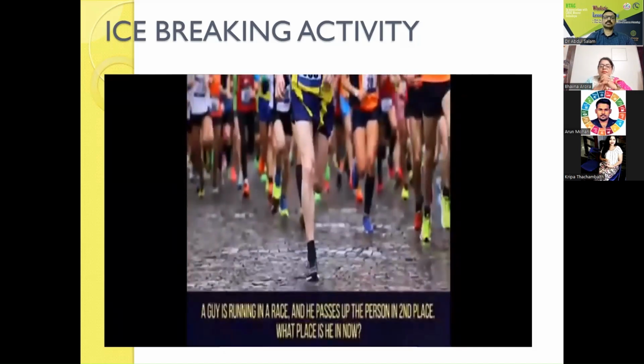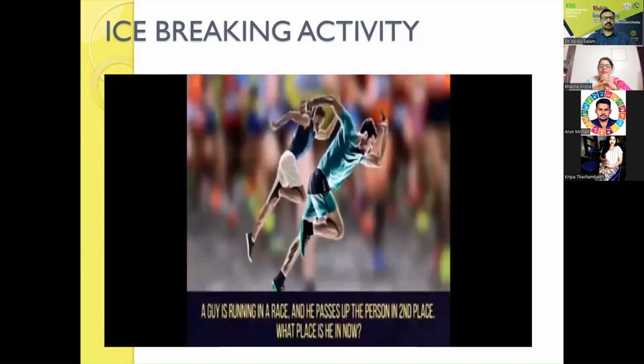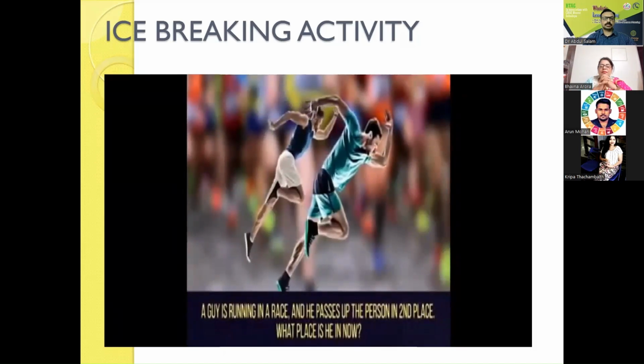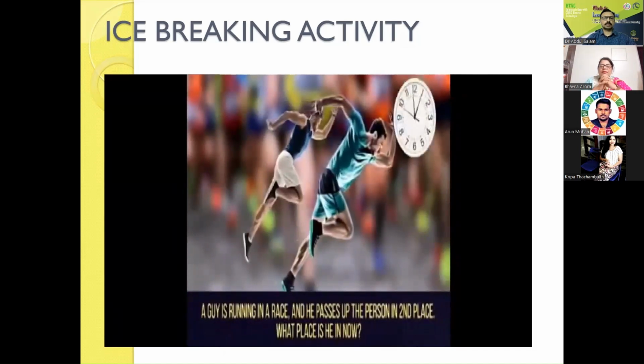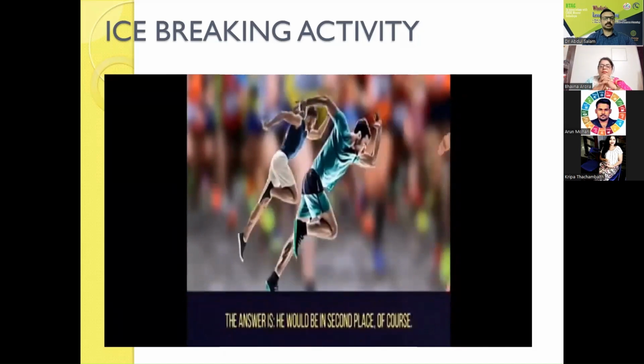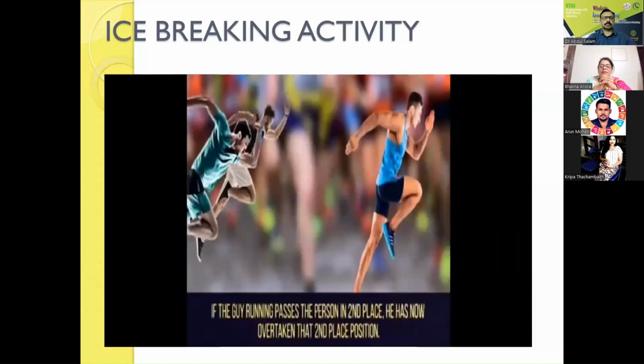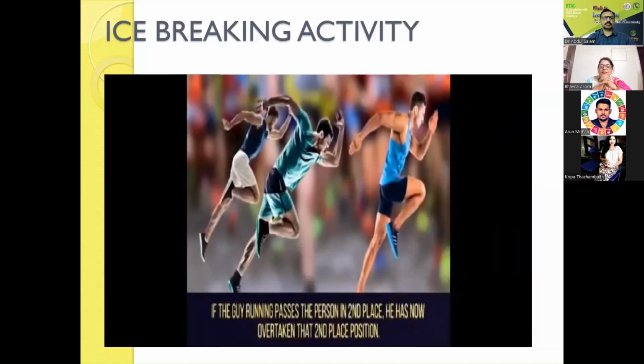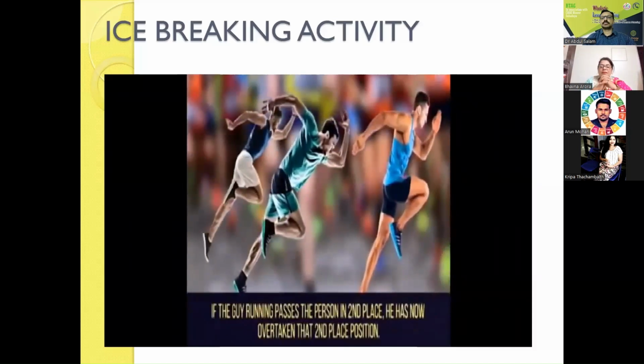A guy is running in a race, and he passes up the person in second place. What place is he in now? The answer is, he would be in second place, of course. If the guy running passes the person in second place, he has now overtaken that second place position.